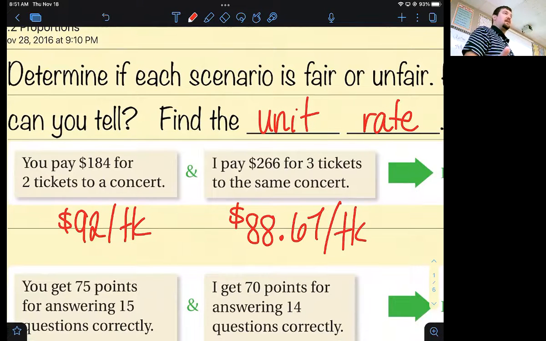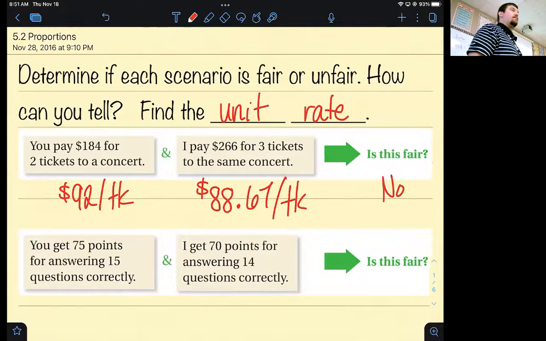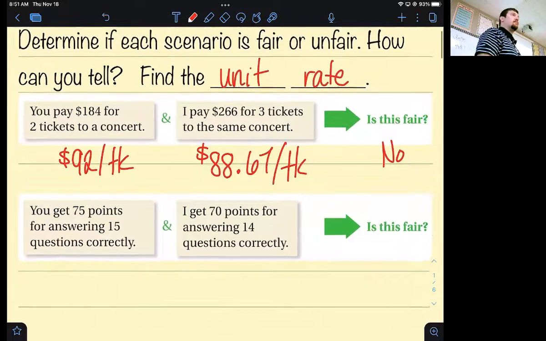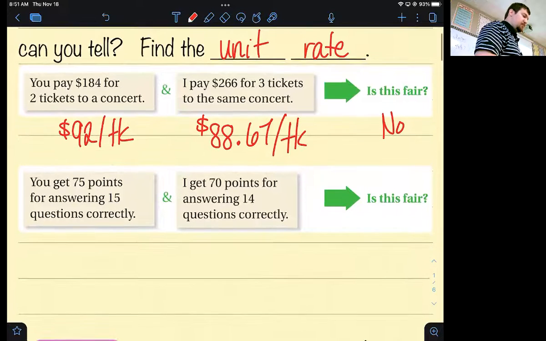Is that fair? Did we get the same deal? We did not get the same deal. That is not fair, but that's pretty normal. Usually when you buy more, you pay more, but you pay less for each ticket. Well, sometimes, especially for food. For food, that's definitely going to happen, but usually not for tickets.